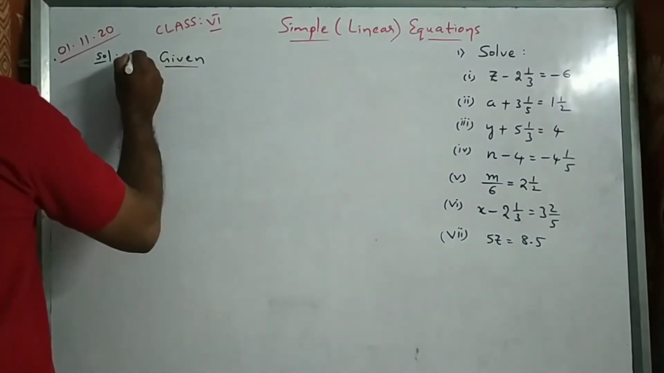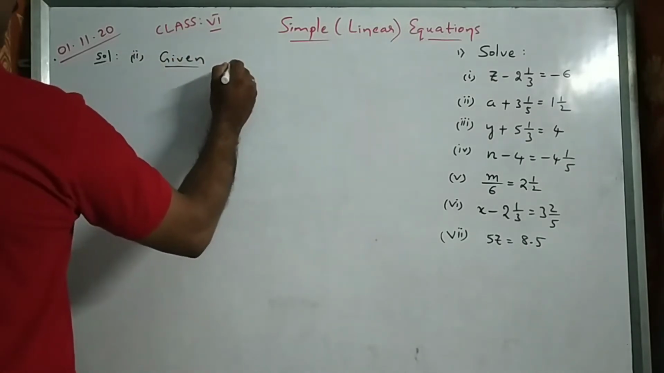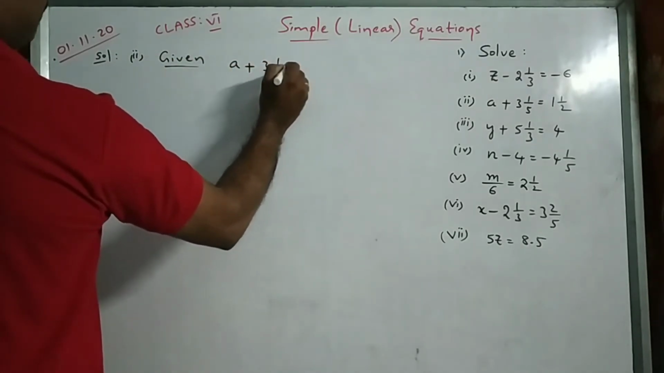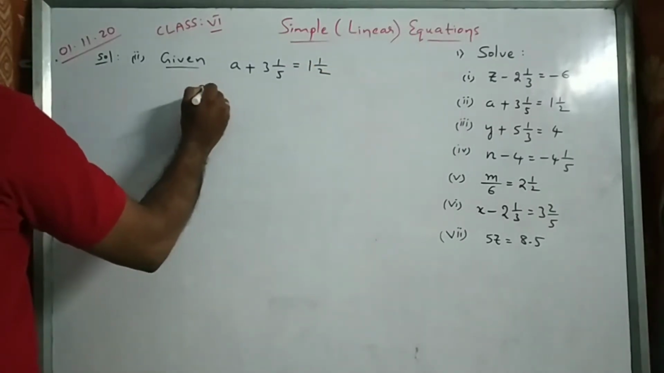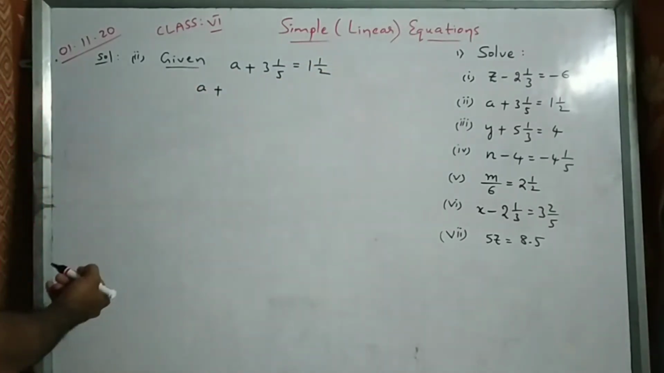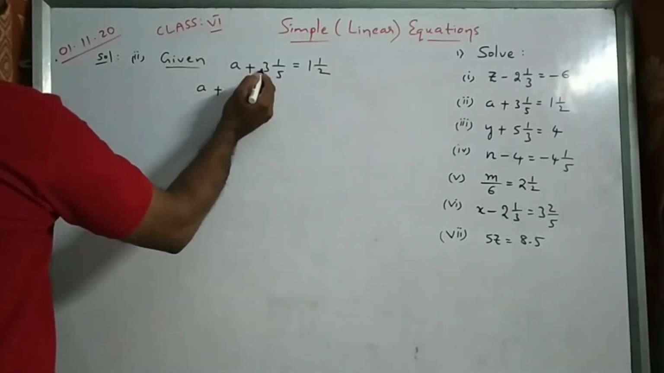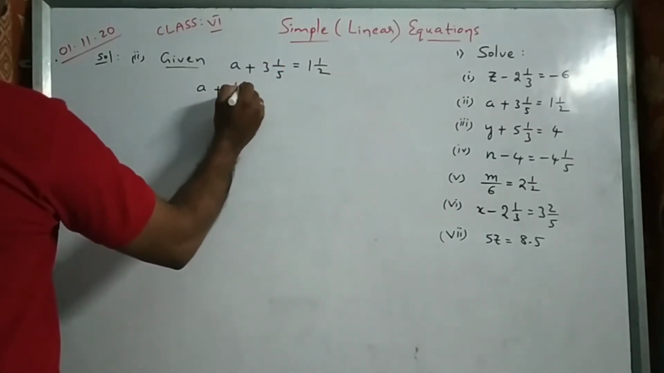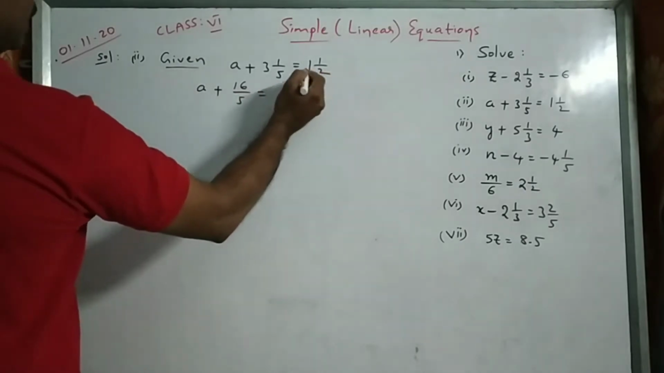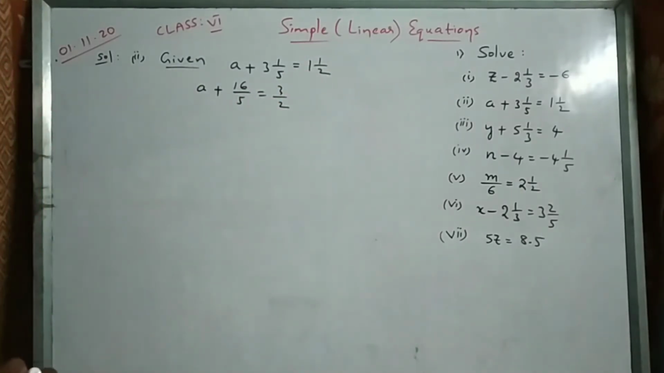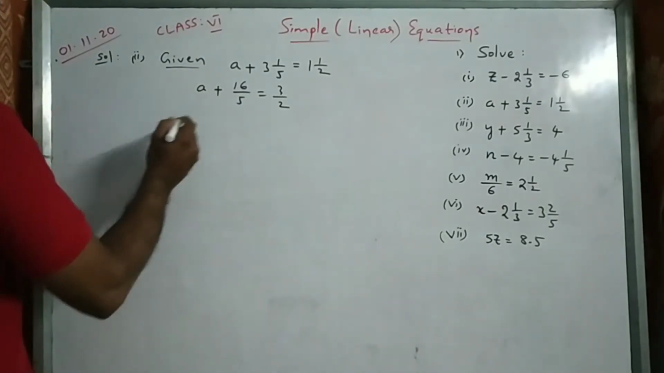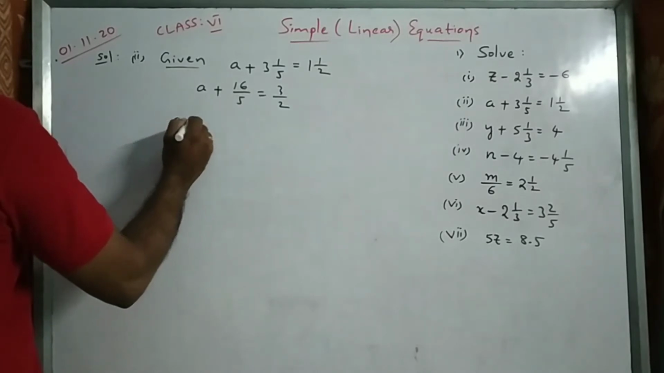So look at the second question. A plus 3 1 by 5 is equal to 1 1 by 2. Change it into improper fractions. 5 3s are 15 plus 1, 16 by 5. 2 1s are 2 plus 1, 3 by 2. So I want to find the value of A here. What is the variable here? A. So I should find the value of A.